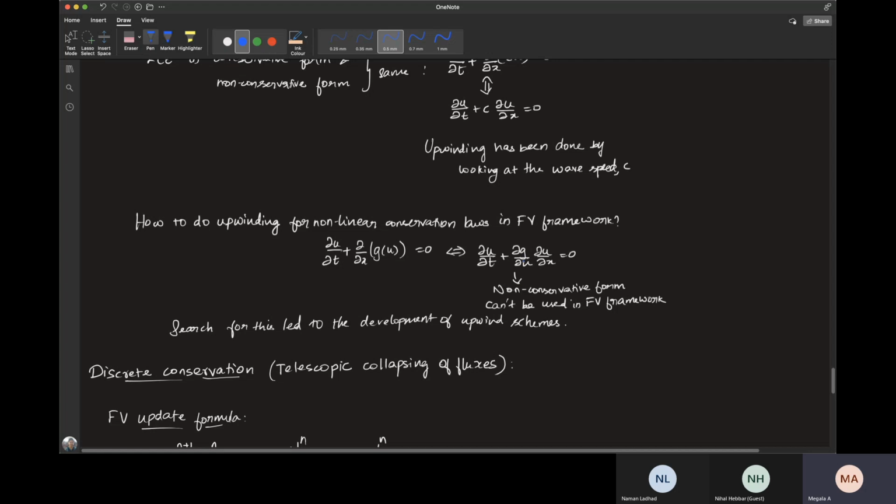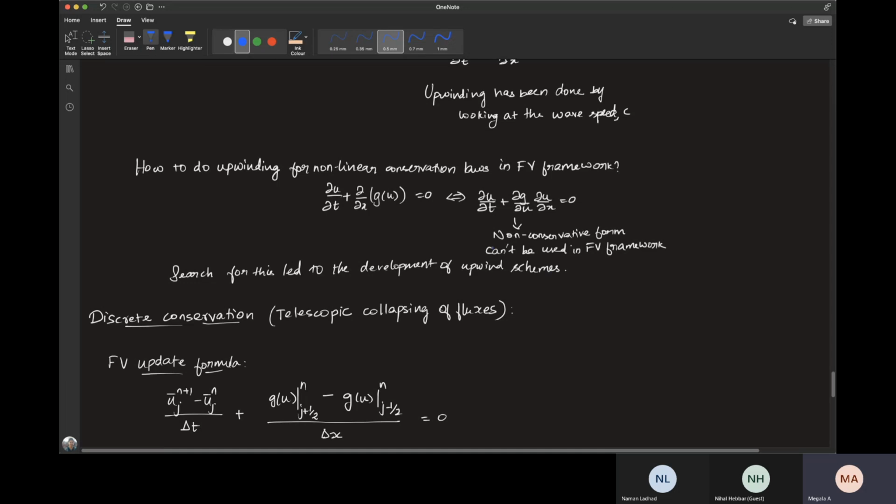And in finite volume, our primary motive was to ensure conservation inside each and every cell. But if we use this equation, then we are not ensuring conservation in each and every cell. We'll also be adding some source term, and we'll have problems like the shocks being captured in the wrong position. So these things will occur when you're not using a conservative form of the equation.